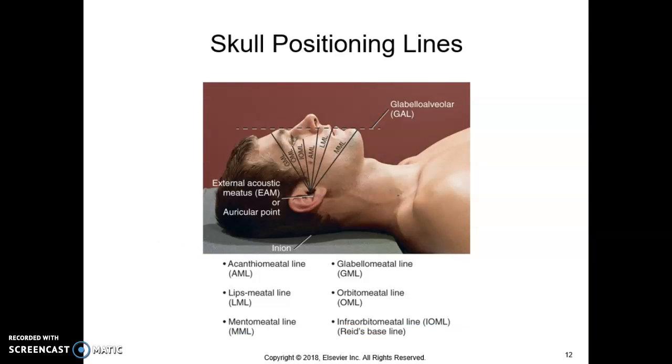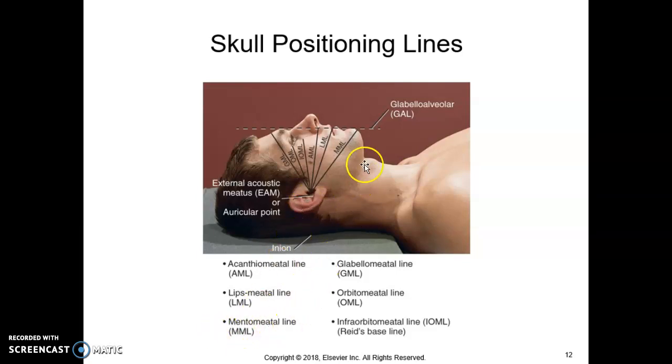Because we love our positioning lines and we also love to make them abbreviated, we have a whole list of things that we tend to use when we're describing how to position a skull. So, we have the acanthomeatal line, the AML, kind of here in the middle. You have the lips meatal line, going from the lips to the external auditory meatus, EAM.